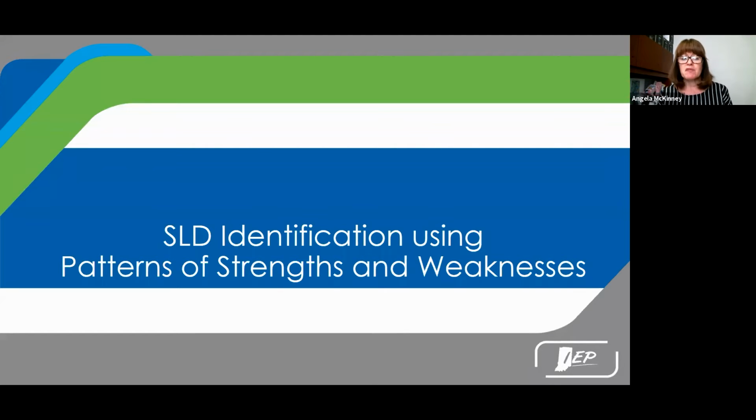So we've talked before about the process of identifying students for a specific learning disability using that insufficient progress model. And this is our other method of getting there, which is using pattern of strengths and weaknesses. So I'm going to jump into what that is.